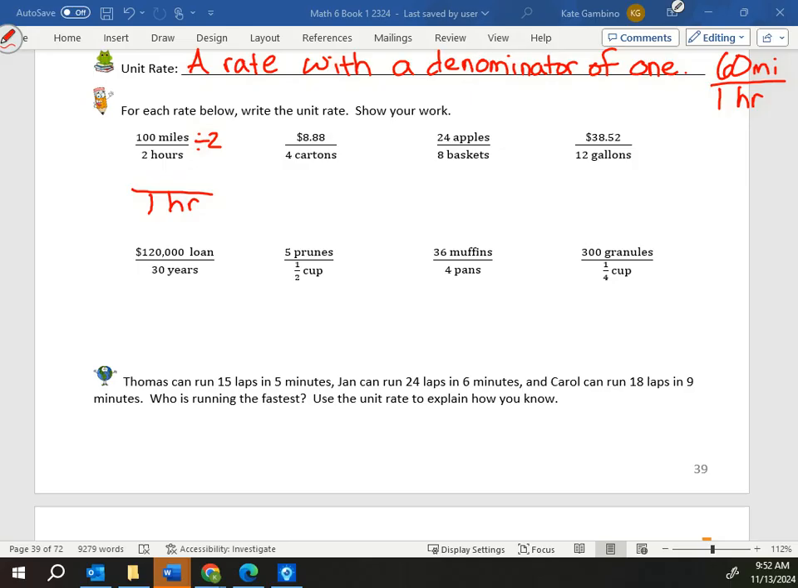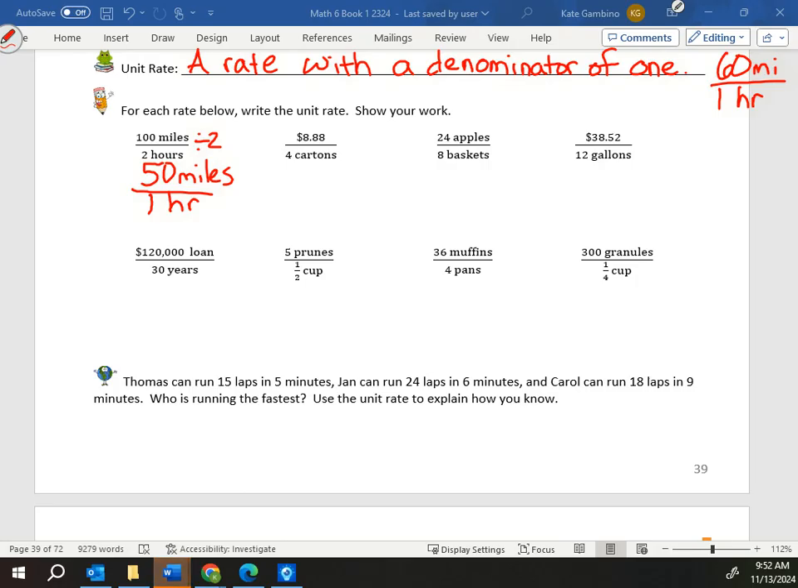So what would my numerator be? Jack? 50. Notice how I am keeping my labels on here. So I can go 50 miles in 1 hour if I'm going 100 miles in 2 hours. Let's look at our next one.